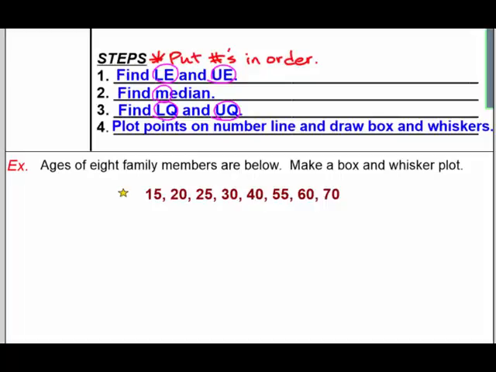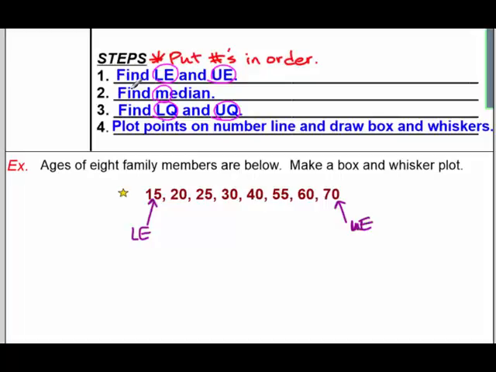Okay? So after I put my numbers in order, let's find the lower extreme and the upper extreme. Let's actually label these numbers. My lower extreme is the smallest number, so my 15 here is going to be my lower extreme. My upper extreme is going to be my old 70-year-old. Or it could be young. Young 70, old 70. Age doesn't make you old or young.